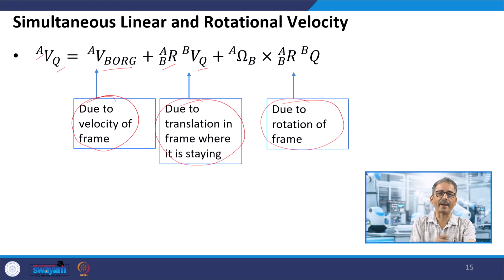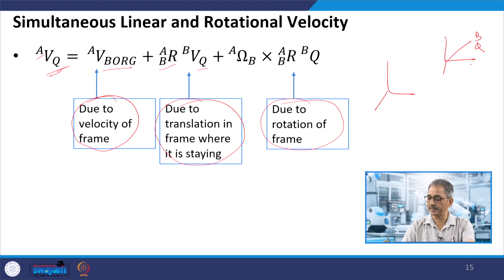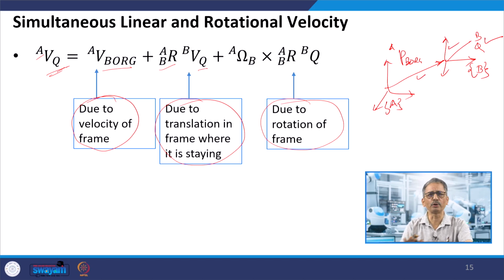So, this way we can generalize this relationship through these frames. This is your Q B basically, this is your frame B, this is your frame A, and here you have the P B origin with respect to frame A. So, this way I can express that. This is the general expression. Here I am assuming the motion of this one as well as the rotation of B, and I am going to use this relationship in the velocity propagation relation which we are going to derive.